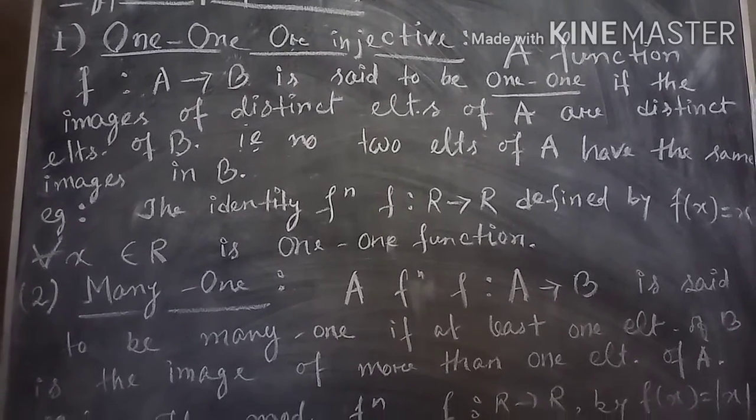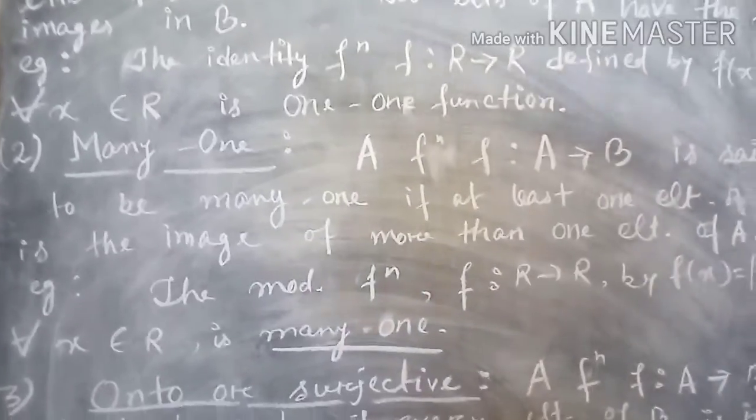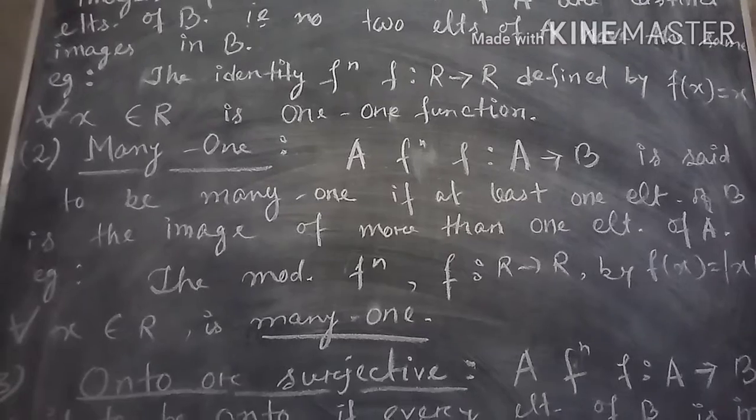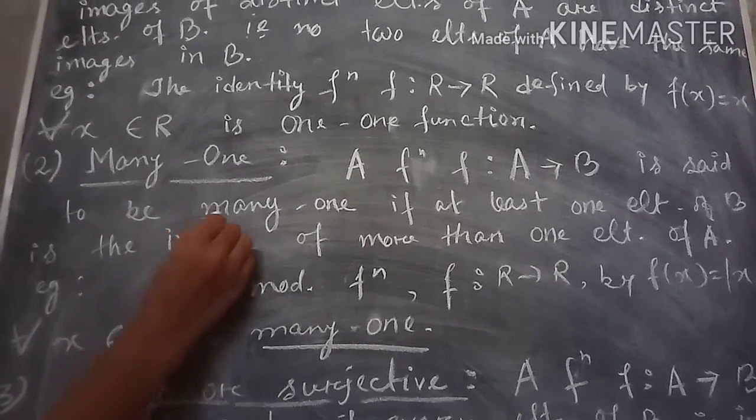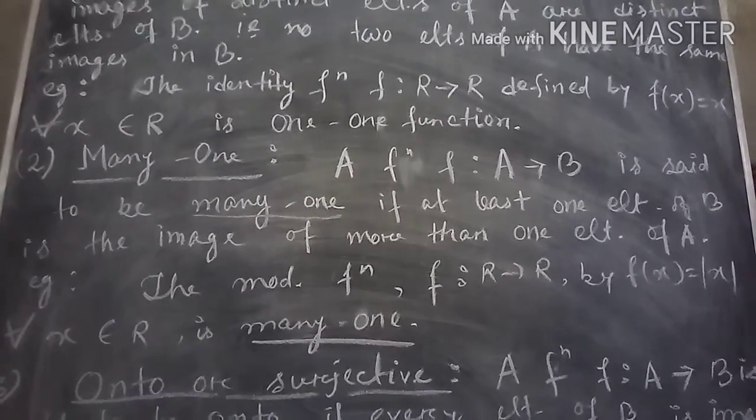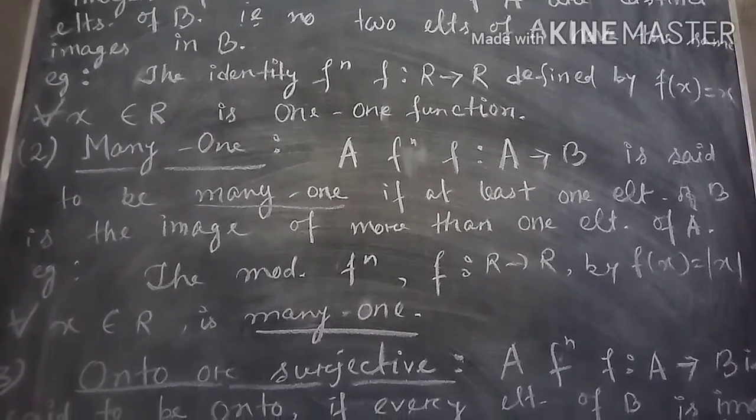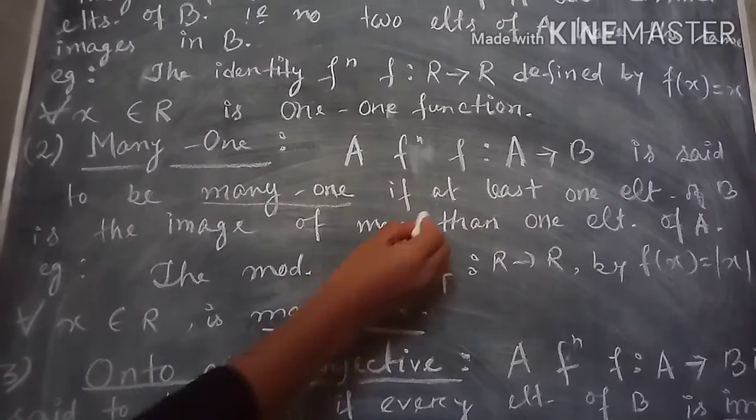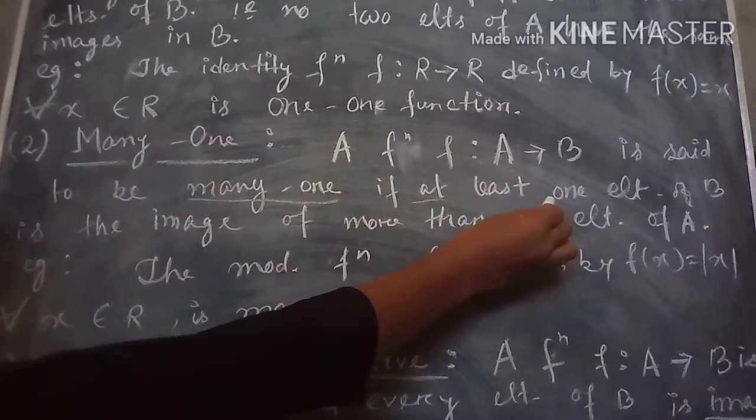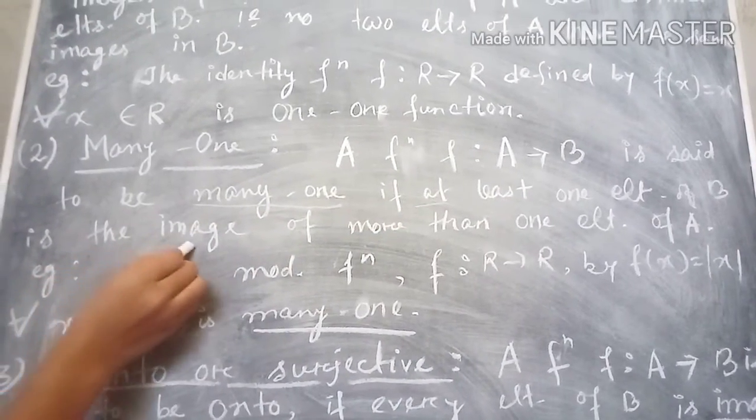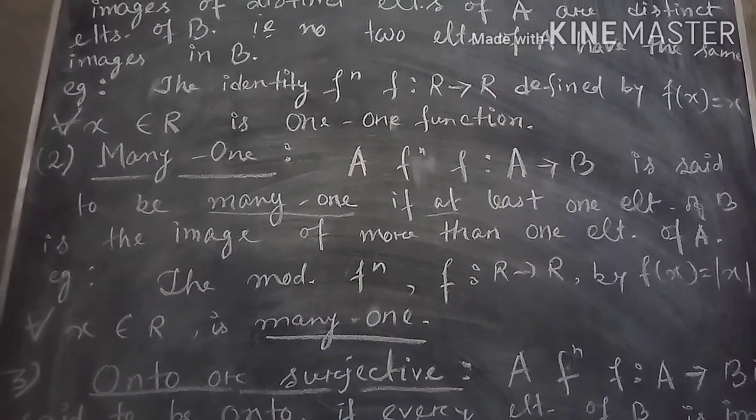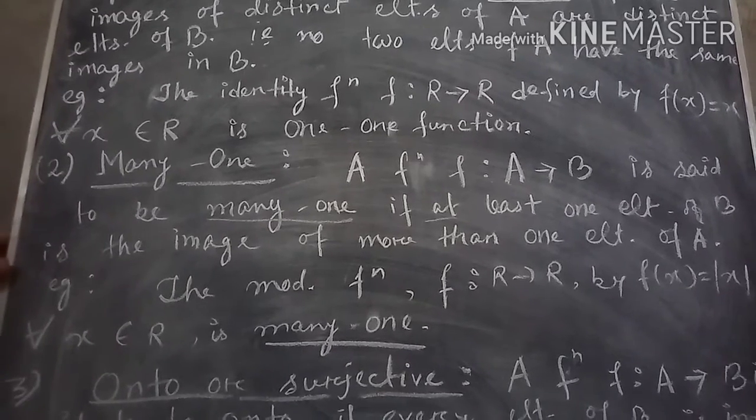Now type 2, many-one. A function f from A to B is said to be many-one if at least one element of B is the image of more than one element of A. Already we have seen a figure where one element of B is the image of two elements of A. So I will show at the end of this video. I will explain in a better way.